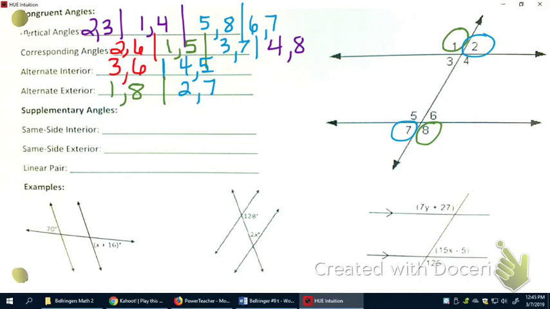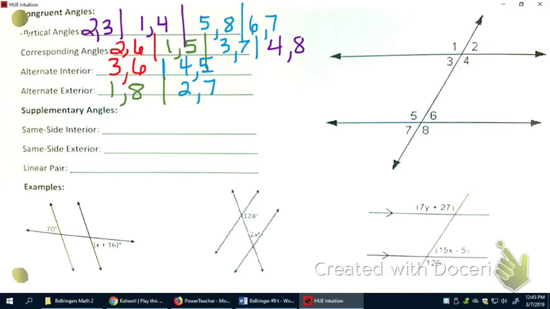And what do I know about all those angles that we just came up with? They're all congruent to each other. 2 and 3 is congruent. 1 and 4 is congruent. 5 and 8 is congruent. 6 and 7 is congruent. Every pair I came up with there are congruent because we talked about vertical and corresponding and alternate interior and alternate exterior. Let me tell you one more thing about congruent.